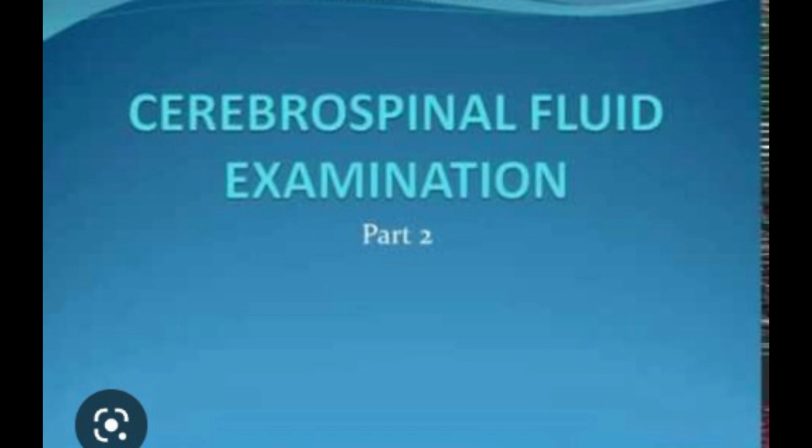Cell count, leukocyte count. It is done within the first half an hour after withdrawal, because on longer standing the cells begin to disintegrate. Normally 0 to 10 cells per cubic millimeter are present, all of which are lymphocytes. In children, a normal count is slightly higher, about 20 cells per cubic millimeter. The polymorphs are found only in pathological conditions. The cell count should be done soon after collection of the fluid.